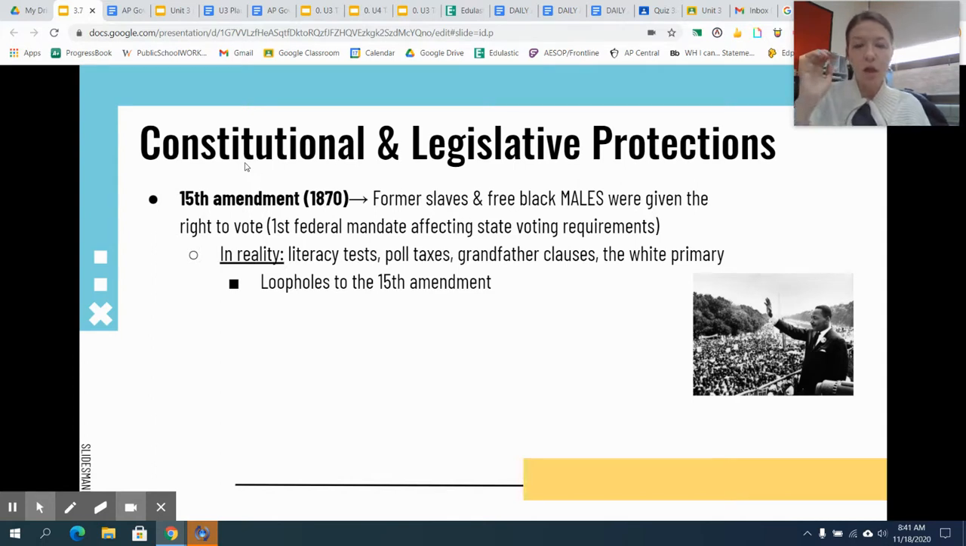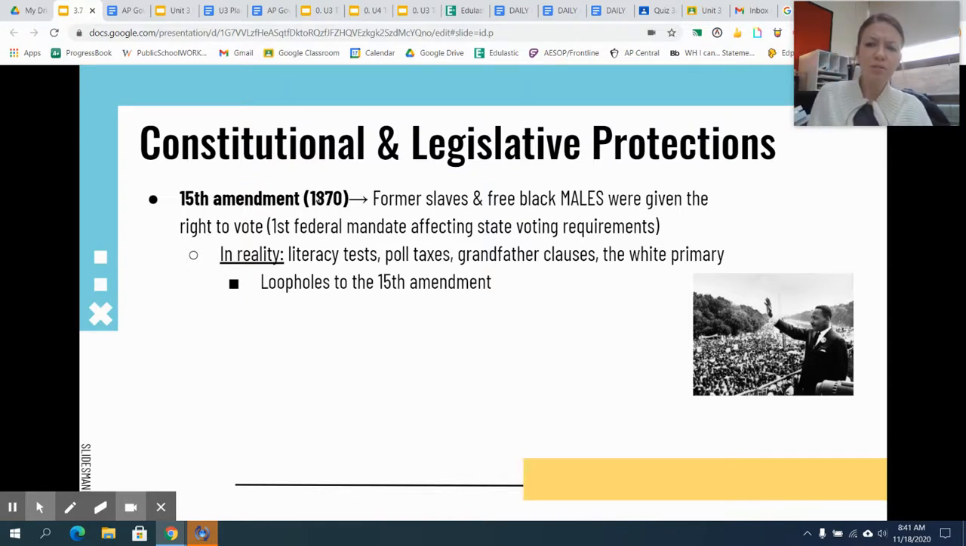Grandfather clauses allowed states to recognize registering voters as they would have recognized their grandfather. So think about that for a second. If a former slave and a free Black man goes to register to vote, they're not going to be able to register under this grandfather clause because their grandfather would not have been eligible to register. So those are going to really allow whites who might be poor and who might be illiterate and not able to pay poll taxes or literacy tests to get around those requirements.